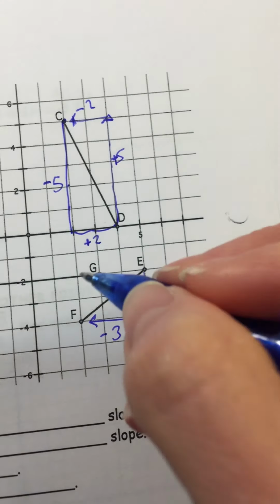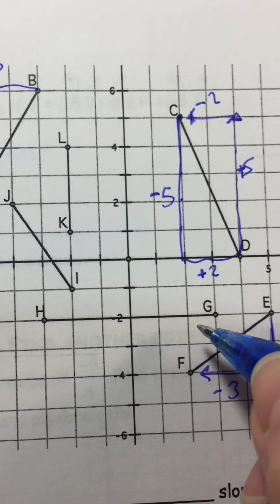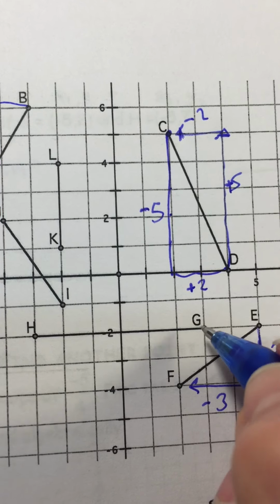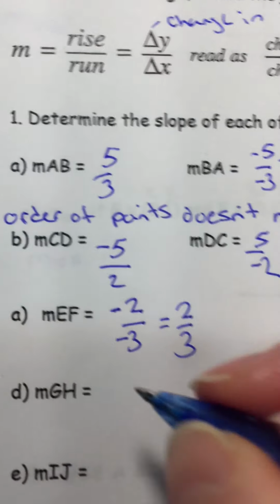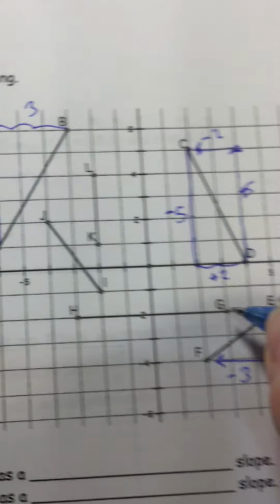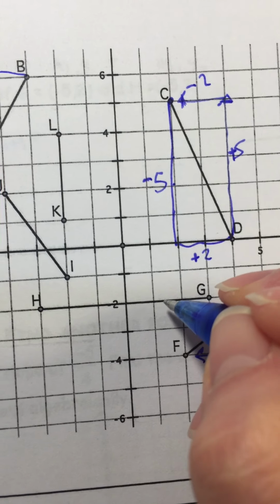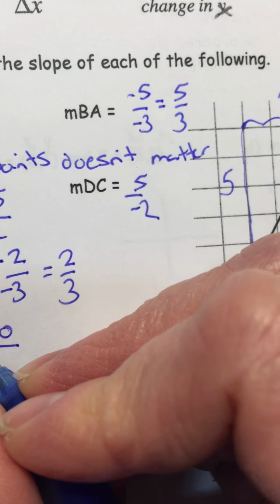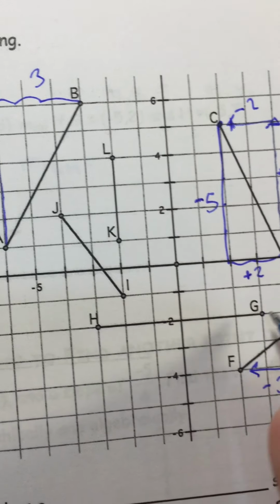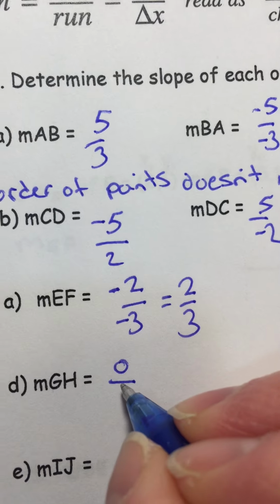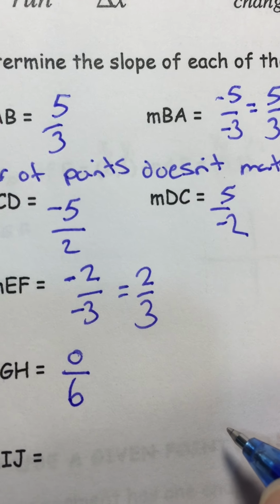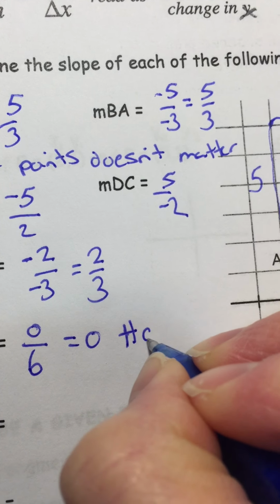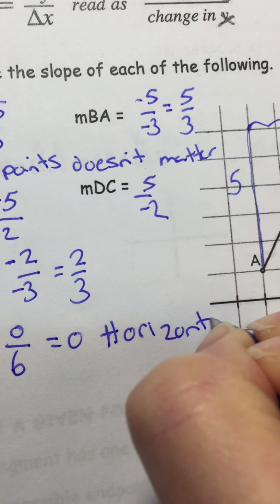Slope of GH. GH, that's an interesting line. That's a horizontal line. Let's see what happens. From G to H, I don't rise at all. So I'm rising 0. But I am running. I'm running 1, 2, 3, 4, 5, 6, or -6, depending on where you start. I'm going to start at H and go that way and call it positive 6. It doesn't matter. When you divide 0 by any number, you're going to get 0. And that's special for horizontal lines.